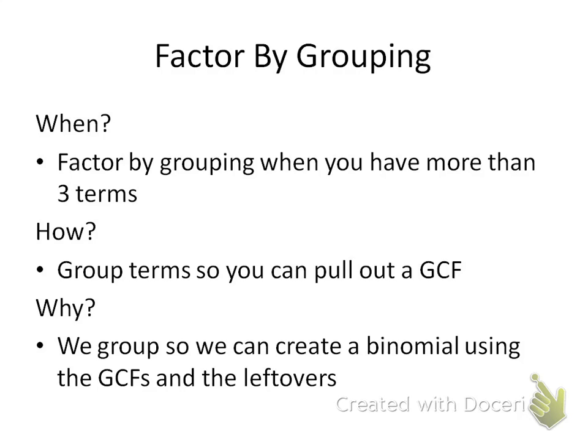How do you do it? You group the terms so that you can pull out a greatest common factor. And why do we do it? We group so that we can create binomials using the GCFs. So you're going to break it up basically into 2 parts, pull out 2 GCFs. Those go together. And then the numbers that are left over go together to make 2 binomials. Any questions on kind of the broad idea? Like I said, it'll make more sense when you see some examples on this.